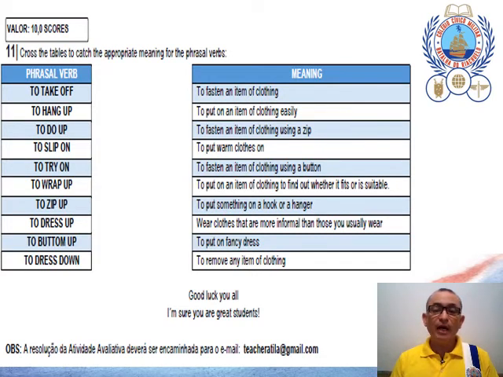To put something on a hook or a hanger, eu estou dizendo para colocar alguma coisa num, como é que chama? Hanger? Seria um cabide, né? Um hook é um gancho, pronto. Um gancho ou um cabide, ok? Wear clothes that are more informal than those you usually wear. Pay attention. Eu estou dizendo, presta atenção, que você vai usar roupas que são mais informais do que aquelas que você tem costume, né, de vestir, de usar.